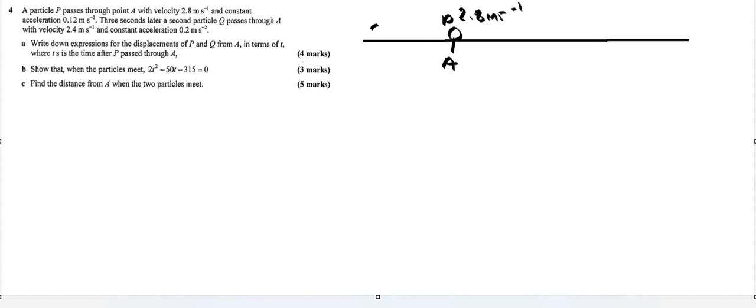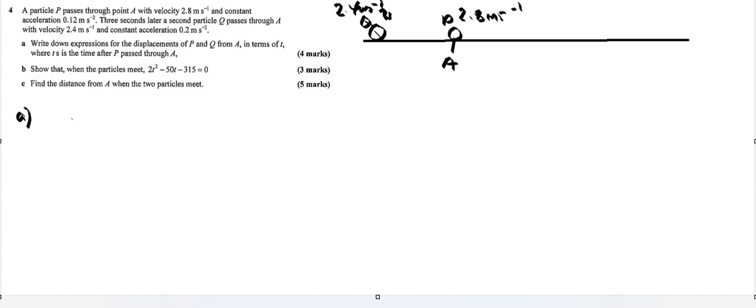Okay, but particle Q is going to pass through 3 seconds afterwards with a velocity of 2.4 meters per second. Okay, and constant acceleration is 0.12. Right, so we need an expression for the displacements of P and Q from A in terms of t.